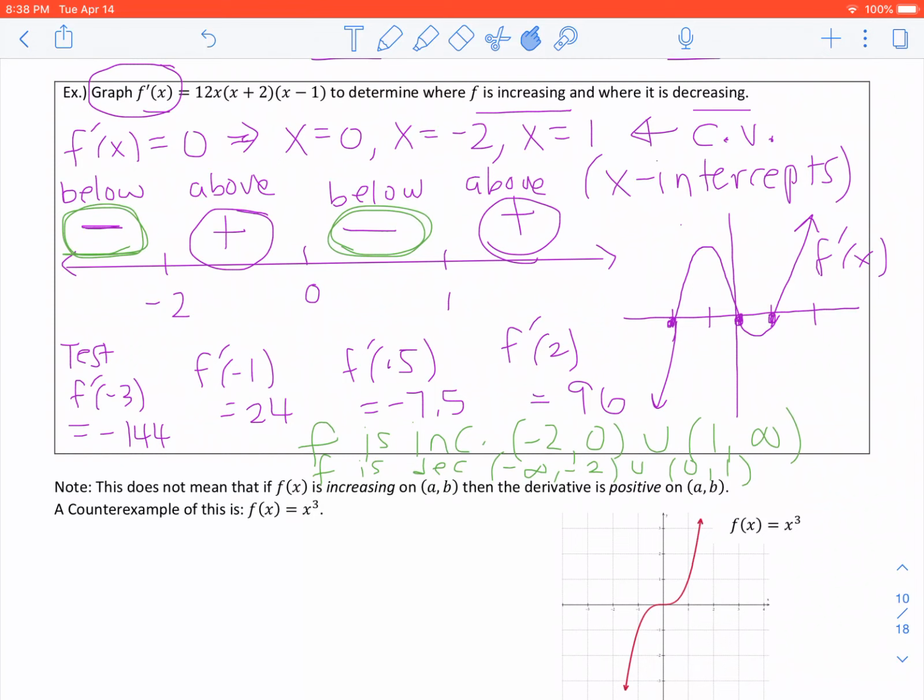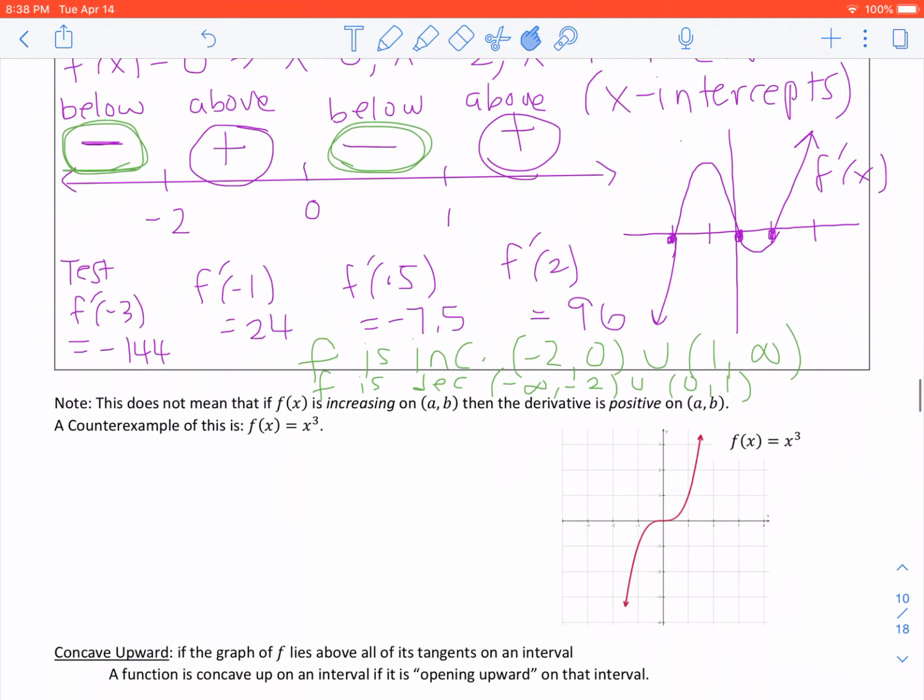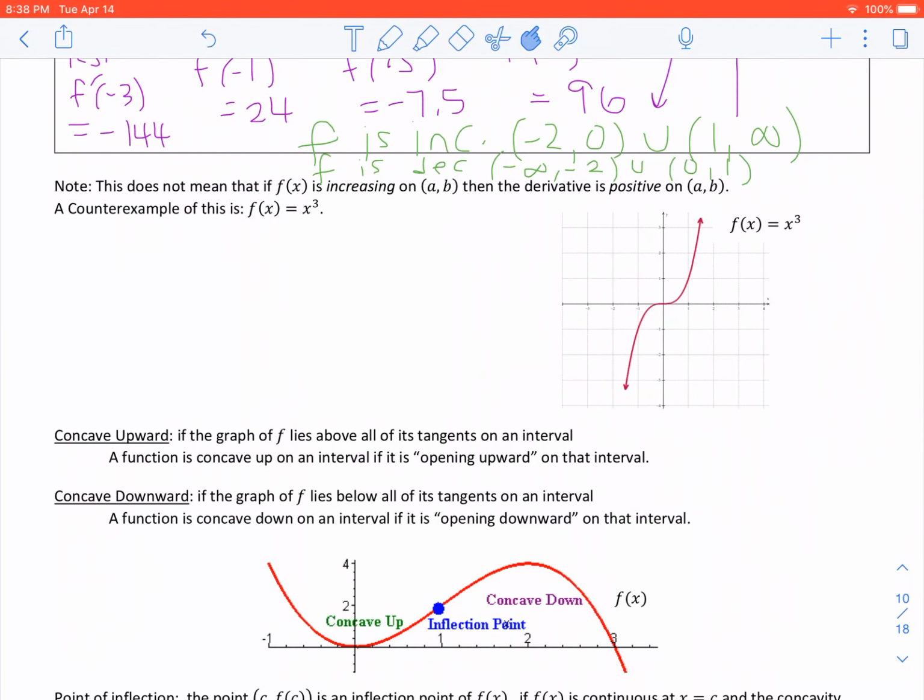It says, note this does not mean that if f of x is increasing on the interval from a to b, then the derivative is positive. There's a counterexample here I'll leave for you guys to look at on your own if you have some time.